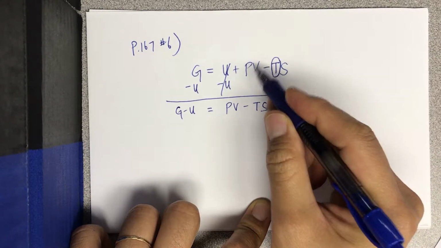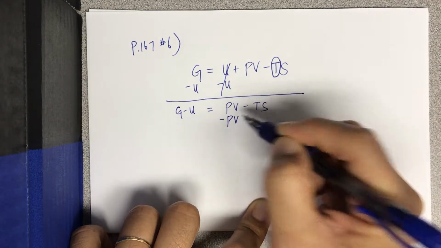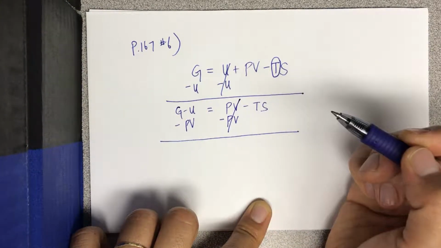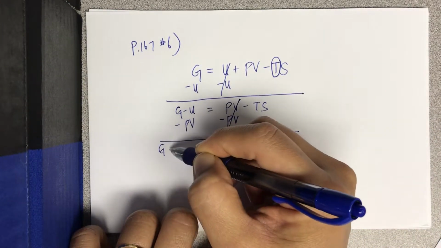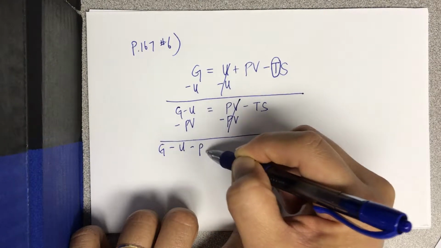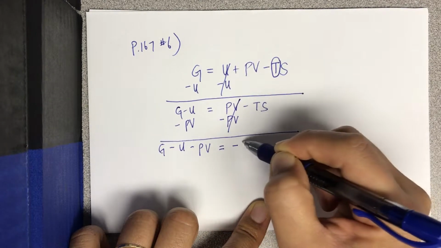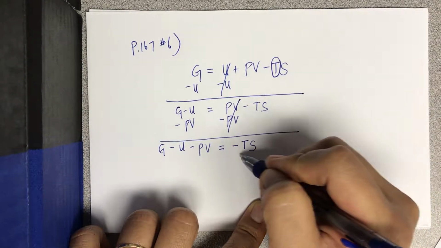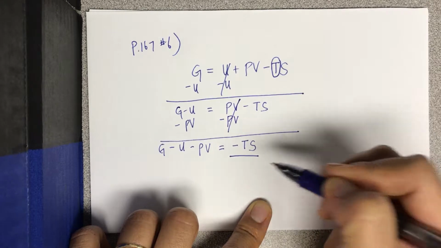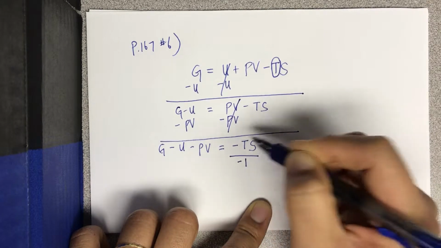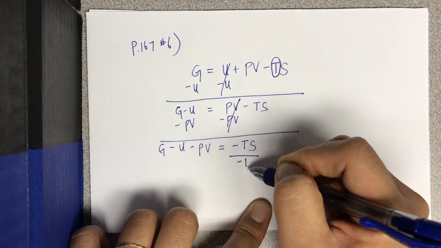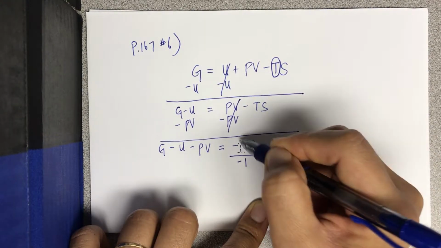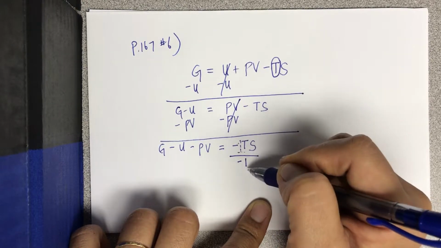Let's minus out the PV over here. We're going to minus the PV out on both sides, and it's going to cross out the PV on one side, and it's going to be G minus U minus PV on the other side equals negative TS. I'm going to do everything one by one so I don't make a mistake. I'm going to take out this negative, and I'm going to divide by -1, because there's an invisible -1 right here. So I'm going to take the negative away from the TS by dividing it out.